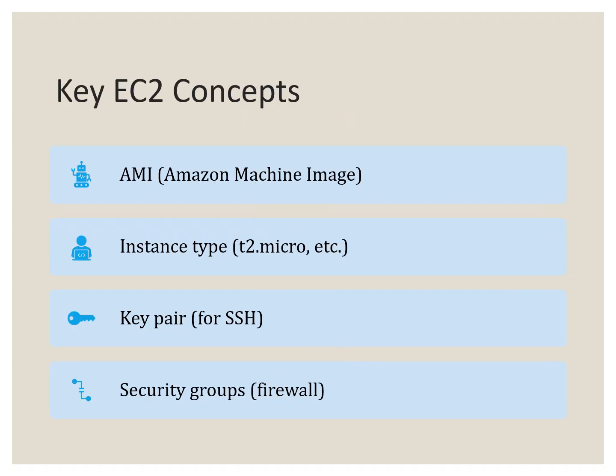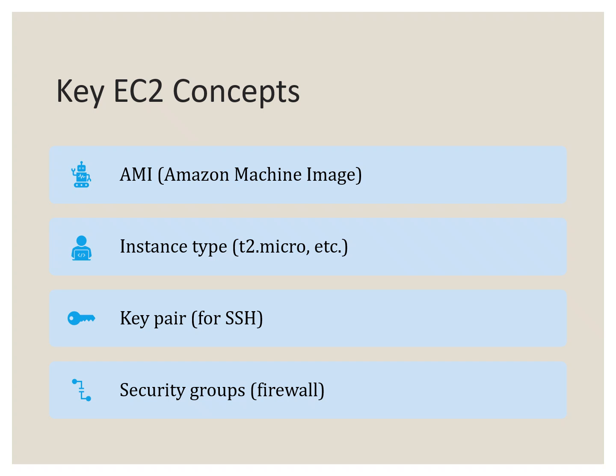Before you launch anything, there are a few terms you need to know. First is the AMI, that's the Amazon Machine Image. Think of it like a snapshot of an operating system. It could be Amazon Linux, Ubuntu, or even Windows. Next is the instance type. This defines how powerful your virtual machine is. If you're just testing stuff, you'll probably use the free tier one called T2.micro.